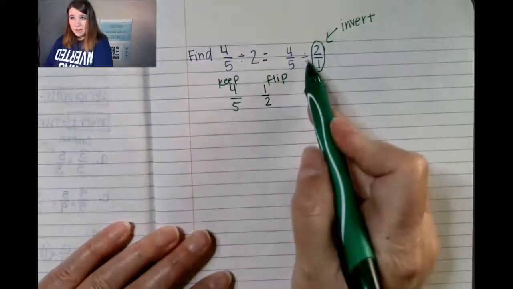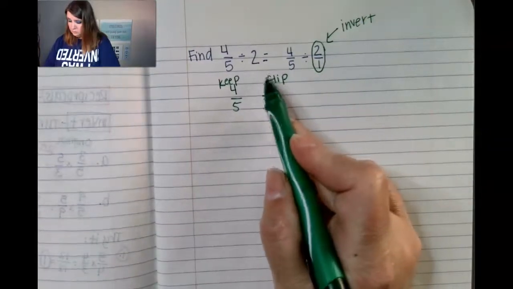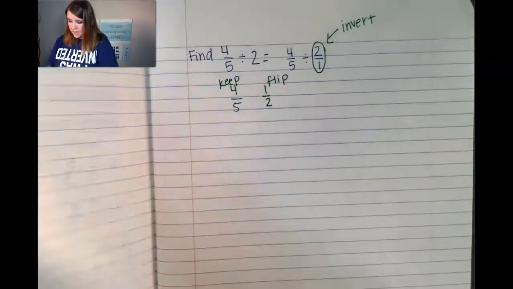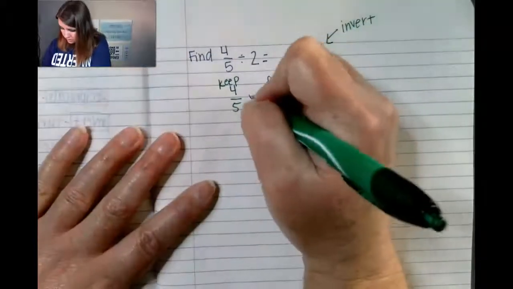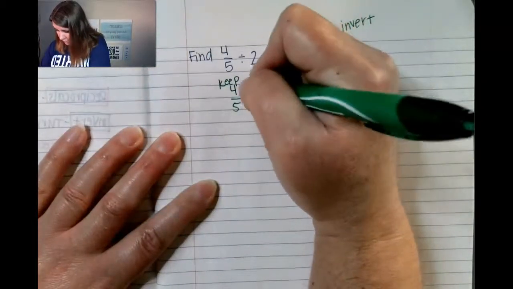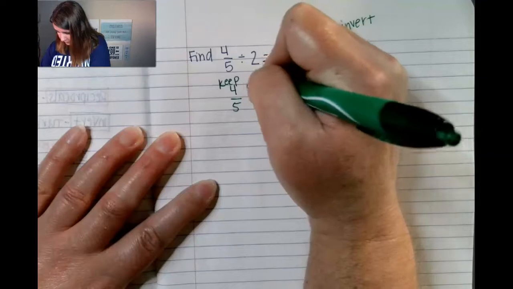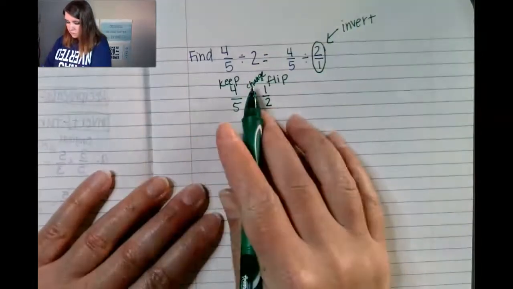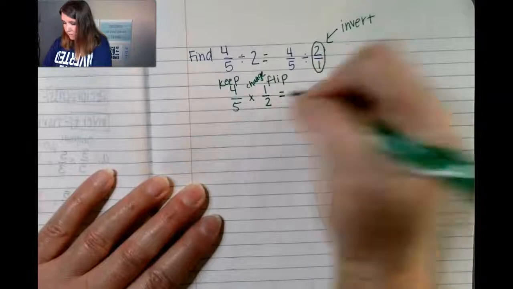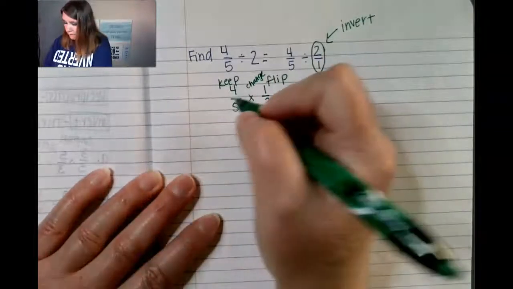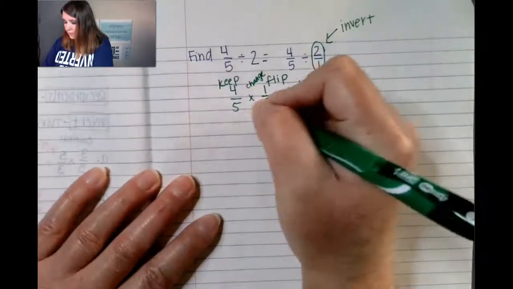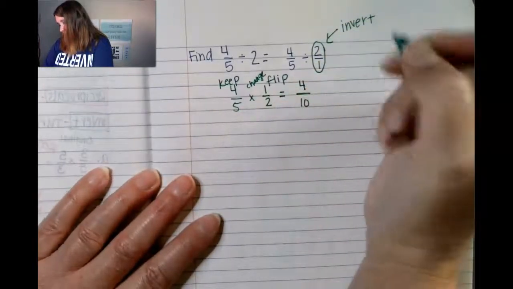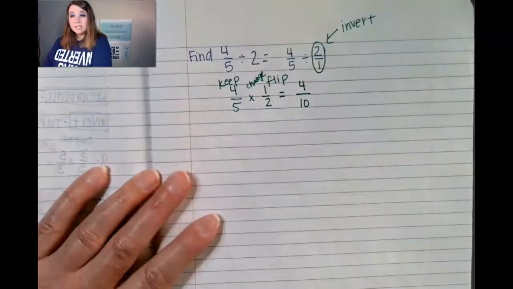And this right here, in order to find the inverse, or the reciprocal, I had to multiply. So this cannot do this. I need to change. So I'm going to keep, change, flip. All right, here we go. Now I can multiply. 4 times 1 is 4. 5 times 2 is 10. And now I have 4/10. It's really intense, I know.